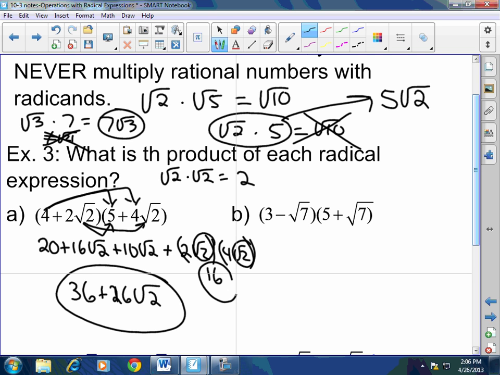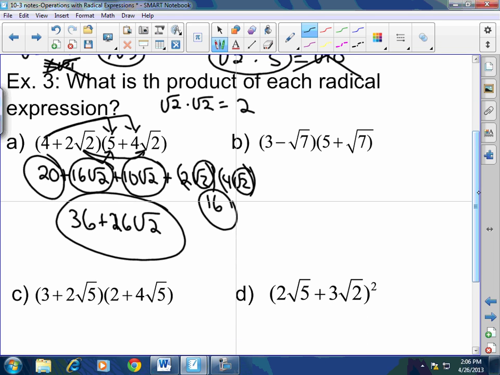Guys, 16 plus 20 is 36. 16 square roots of 2 plus 10 square roots of 2 is 26 square roots of 2. Okay? Now, 3 times 5 is 15. Then you have plus square root of 21, right?